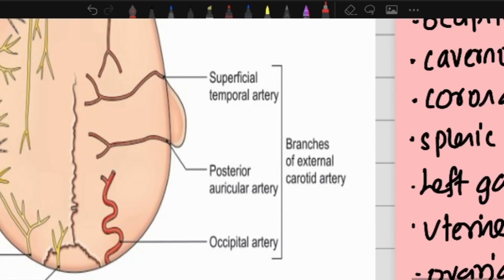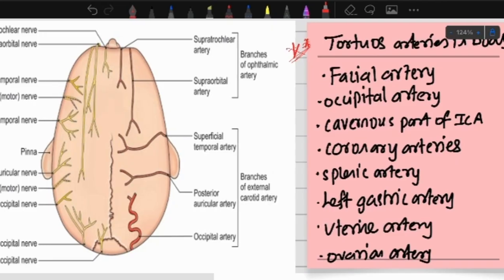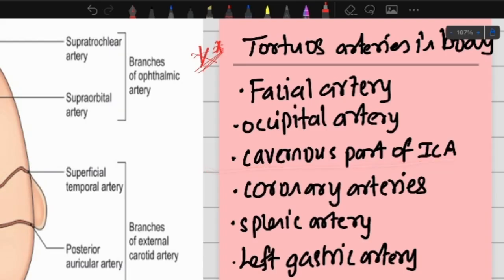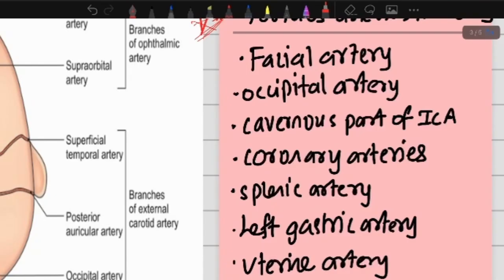And in the human body we have other tortuous arteries also. It is very important to know them, because in the viva examiners frequently ask about the tortuous arteries present in the body. So what are the other tortuous arteries? We have the facial artery, the occipital artery, and the cavernous part of the internal carotid artery. I know these sound somewhat odd, but by the time your course completes, you'll be familiar with all these arteries. Don't worry, just try to listen.